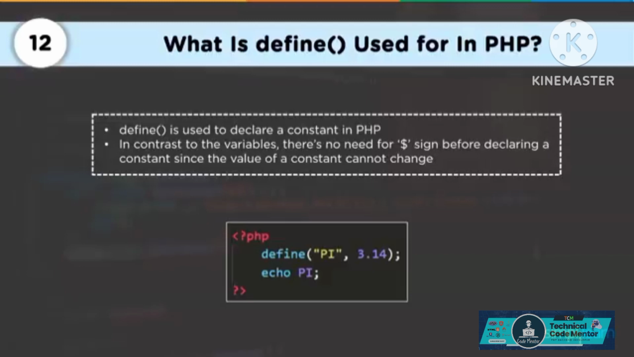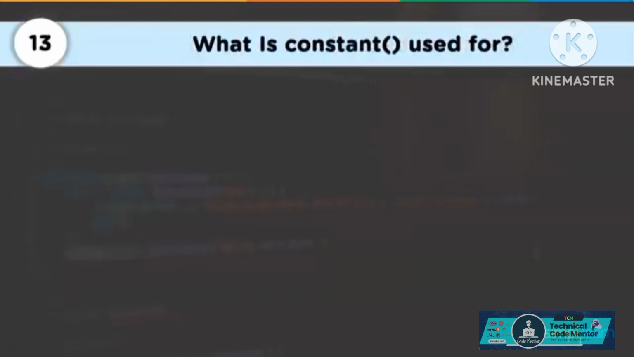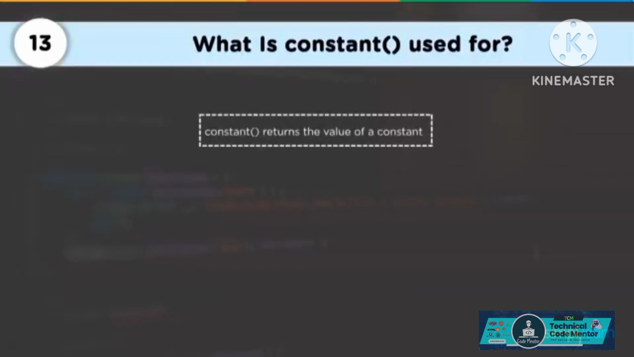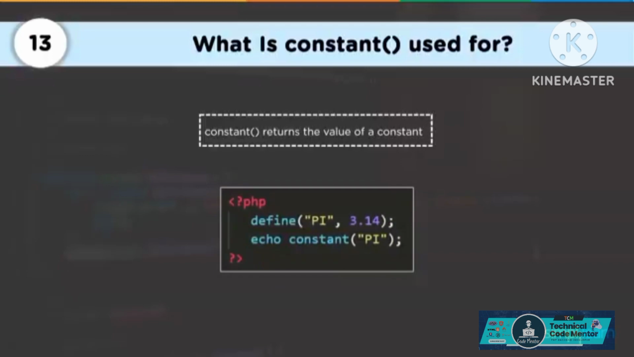Next question is related to this question: what is the constant function used for in PHP then? So the constant function returns the value of a constant. It is not used to define a constant, but it returns the value of a constant. So suppose you define a constant using the define function and you want to return this value, you can use this constant function for that.